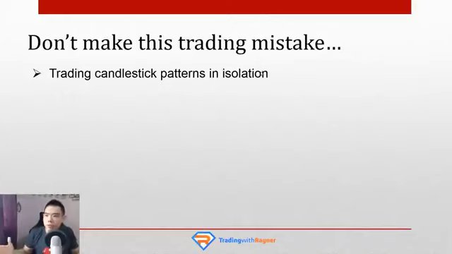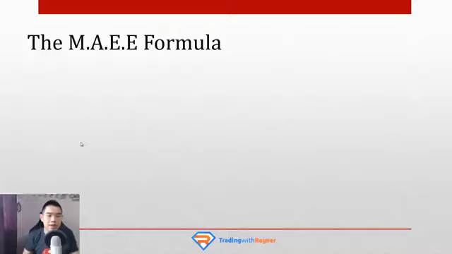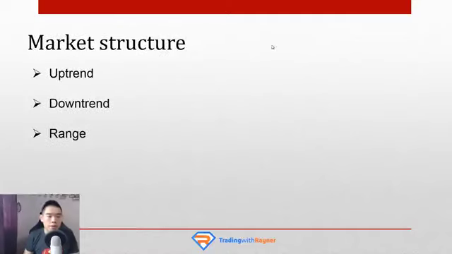So now you might be wondering, okay Rayner, I shouldn't trade candlestick patterns in isolation, so what now? Well, what you want to do is apply the May formula. If you apply this formula, I can almost guarantee that when you trade candlestick patterns, your results will improve. So what is this May formula? Let's get started. Number one, M. It stands for market structure.